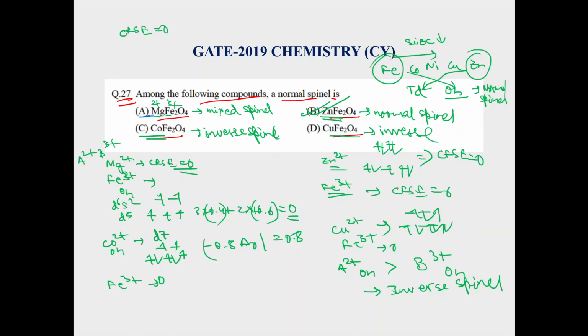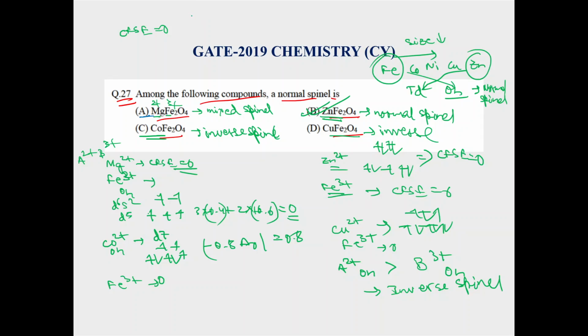Ma'am, how did you compare the size of Mg and Fe in option one? You say it is a comparable size, but how do you compare?